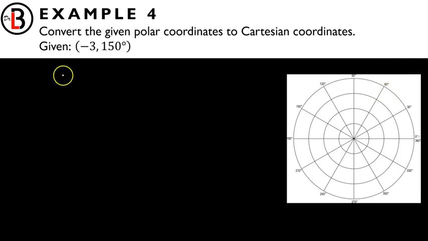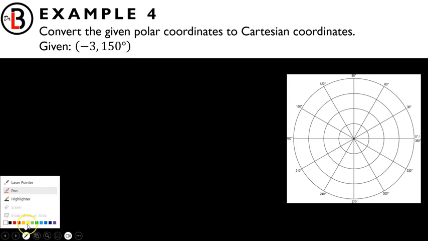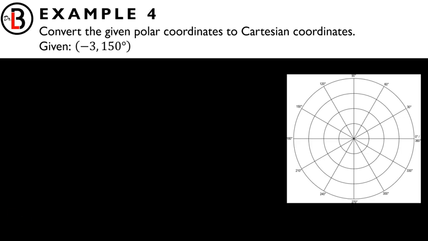Convert the given polar coordinates to Cartesian coordinate system. So 150 degrees and then 3 units. So 150 degrees is this, but then the 3 is negative. So 150 was supposed to go here. You go the opposite direction. It's going to be this point P.